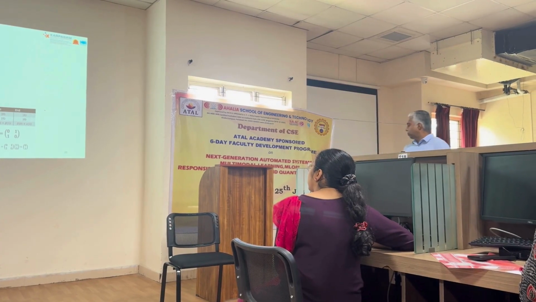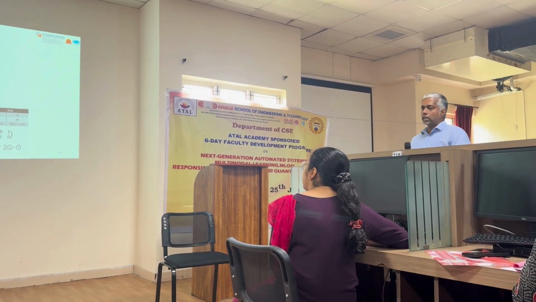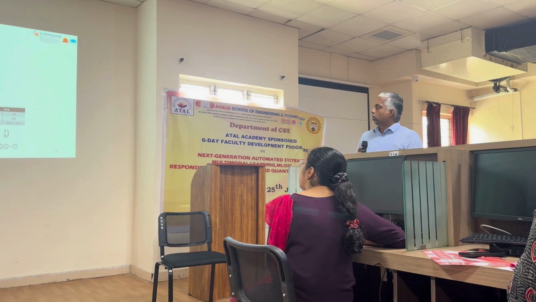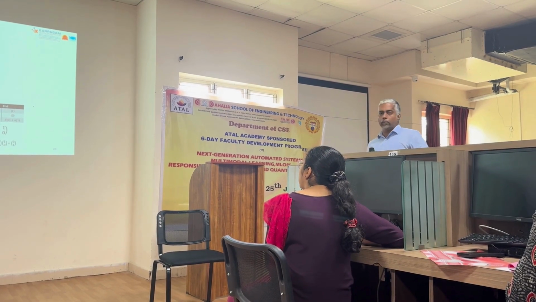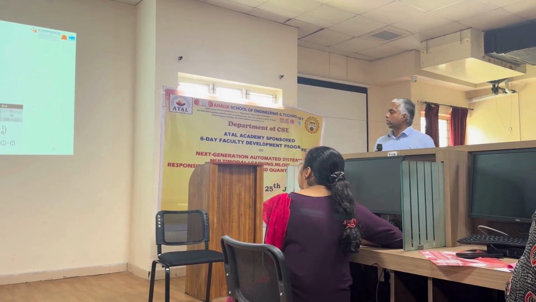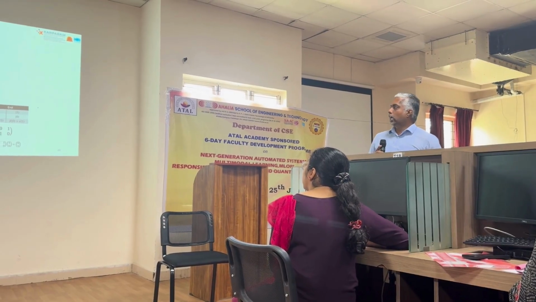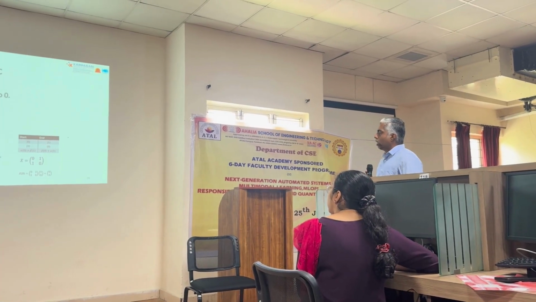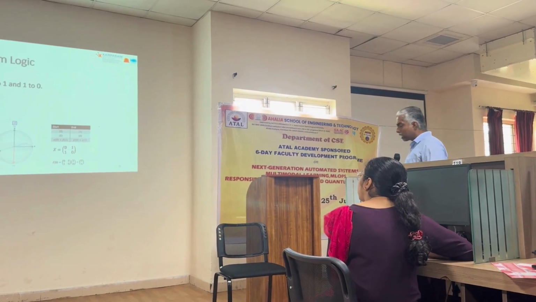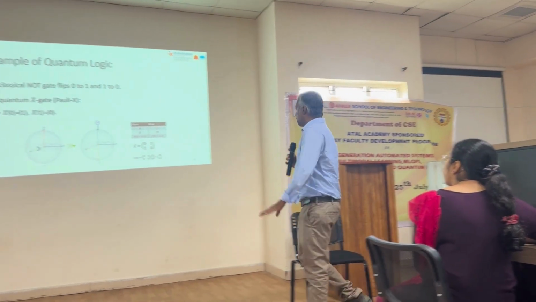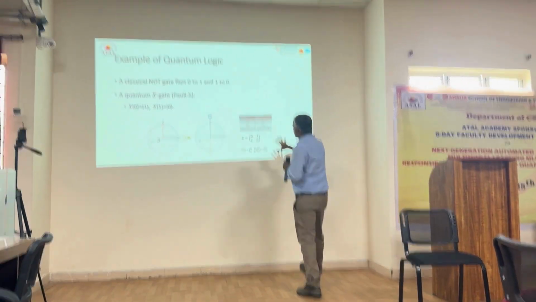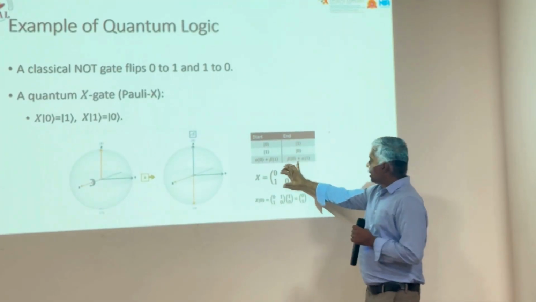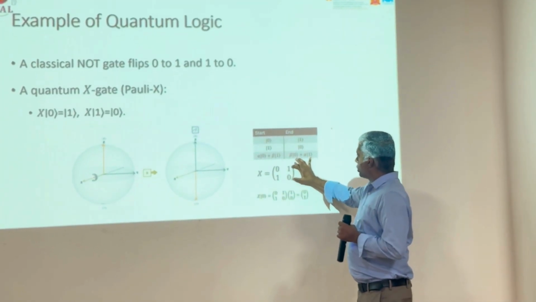For example, a classical NOT gate usually flips 0 to 1 and 1 to 0. Here also in quantum computing, we have a NOT gate. This is the quantum X gate, also called the Pauli X gate. We represent it as a unitary matrix. We represent the 0 and 1 states in terms of unitary matrices. This represents 1, this represents 0.